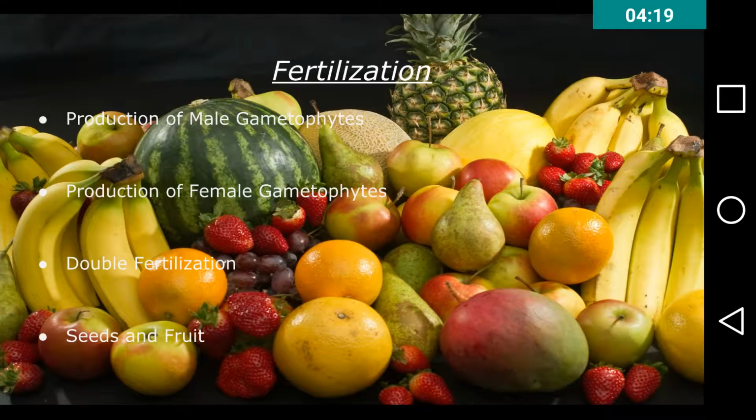And then seeds and fruits. The ovule becomes a seed which contains an embryo and a nutritious endosperm enclosed by the protective seed coat. Using the nutrients produced by the endosperm, the embryos develop 1 or 2 cotyledons.